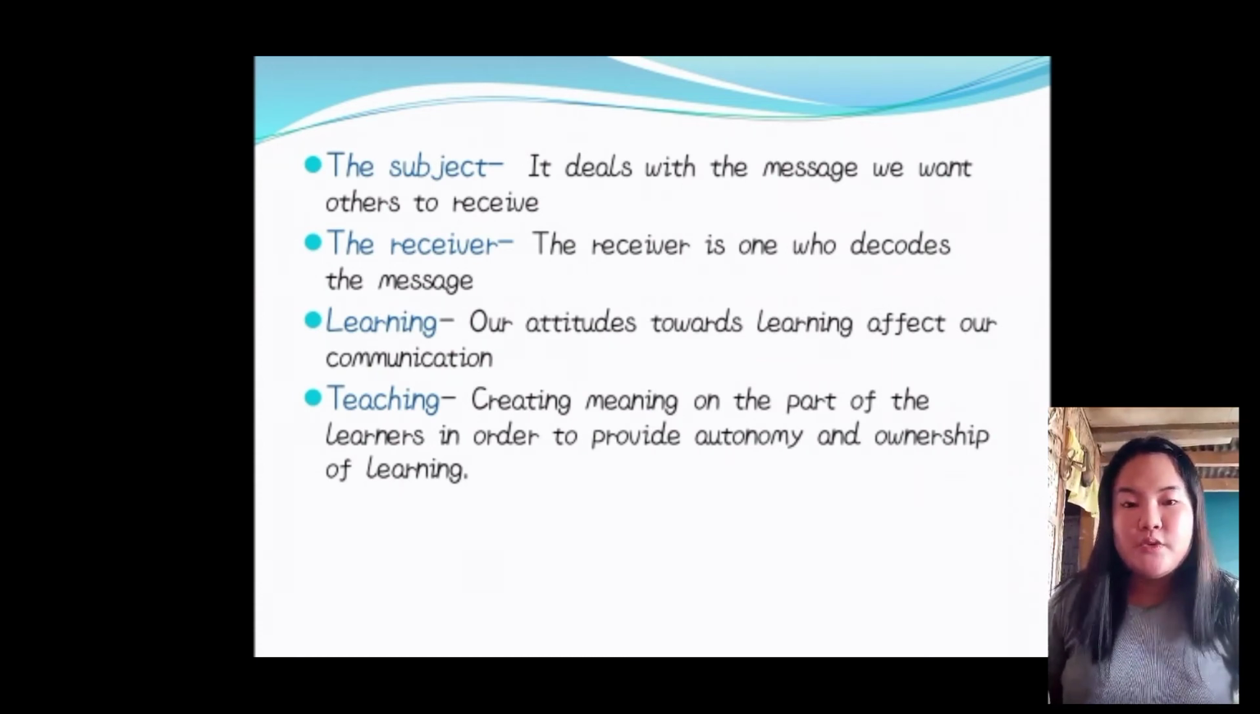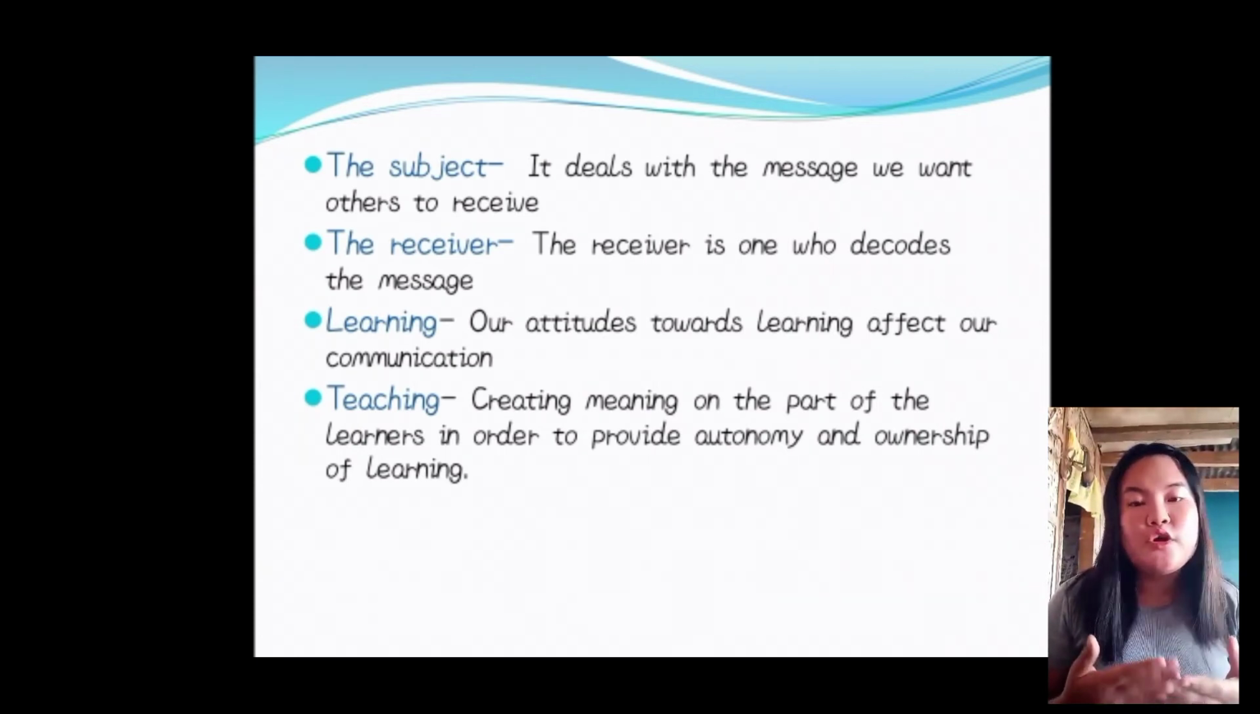Next is the receiver. The receiver is one who decodes the message. So, naghatag man kog information ninyo. So, kamo ang nag-receive sa akong ipansulti karon or nag-decode or nag-interpret. So, kamo akong audience or the receiver. So, in communication process, the receiver is the listener, reader, or observer to whom a message is directed. So, the observer is the individual or the group of individuals to whom a message is directed.